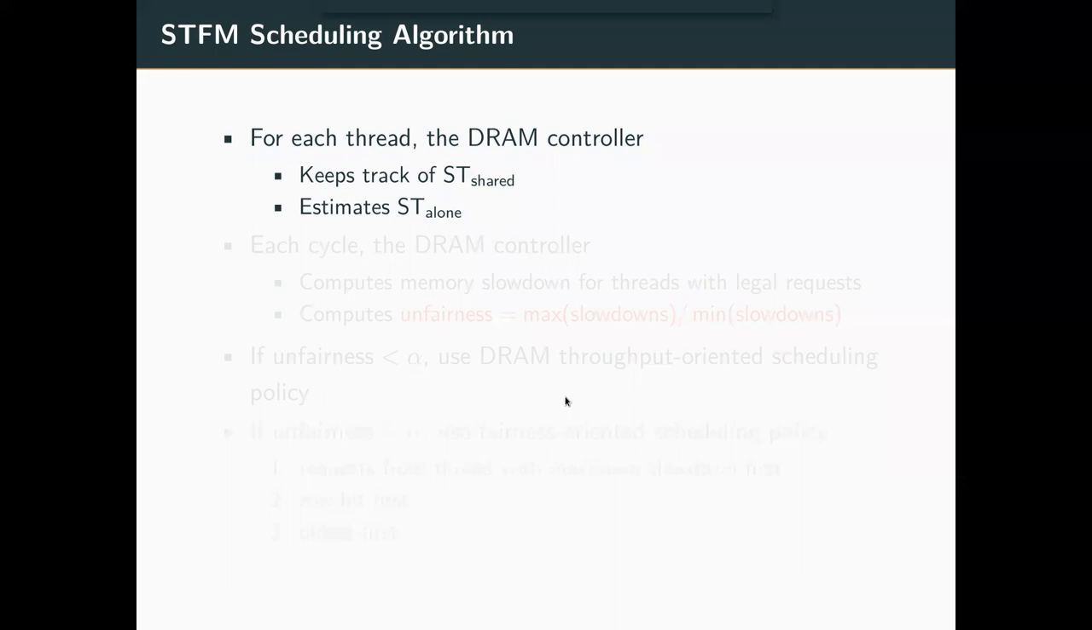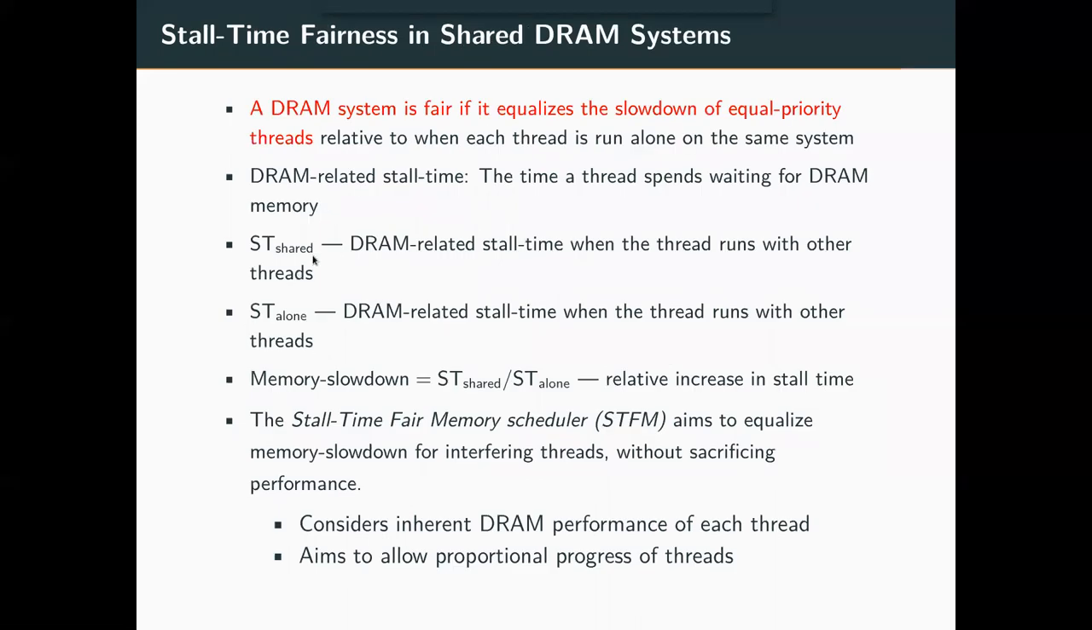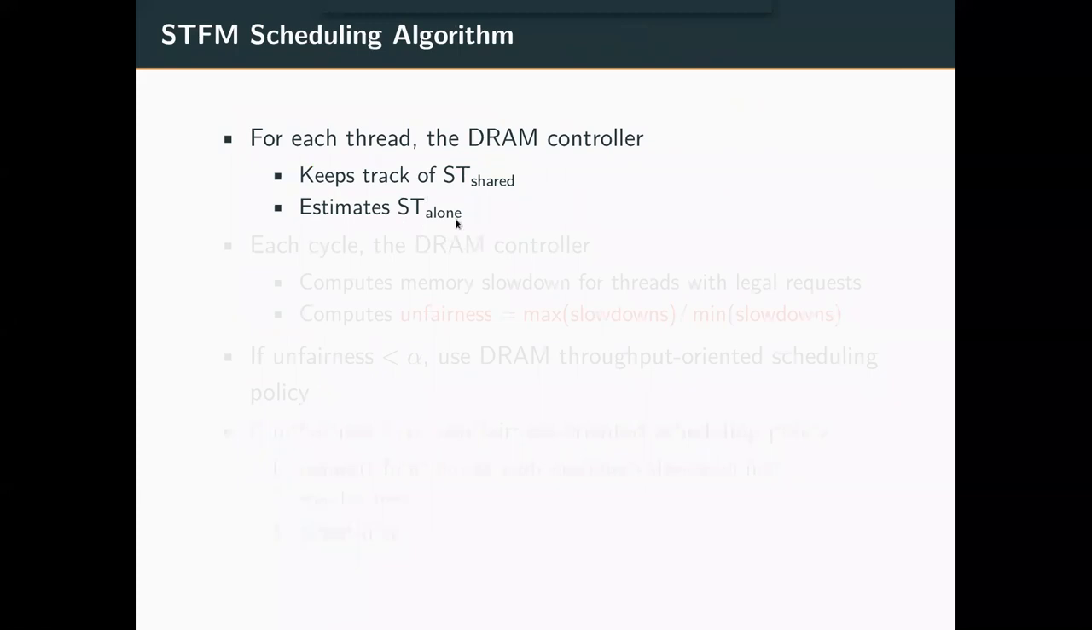So for each thread, our DRAM controller now has to be really fancy. It has to do some more things. It has to keep track of ST shared, again, that's this one up here: how long is each thread waiting for memory? And it's going to estimate ST alone. It doesn't have an A/B testing ability, so we're going to at least just try and estimate it.